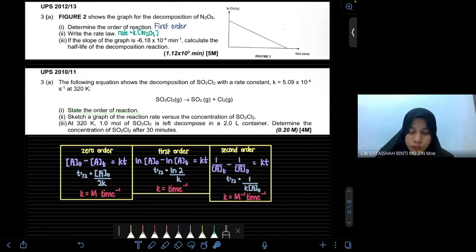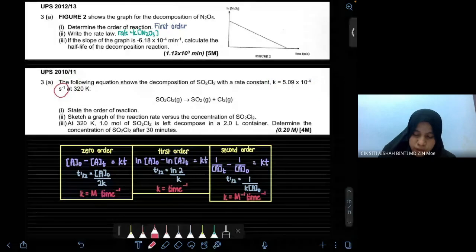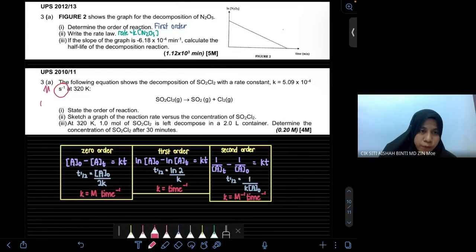Okay, so how do we know the order of the reaction? Based on our rate constant. So since it is per time here, ni kan kira per time kan, dia tak ada molar di hadapan ataupun per molar. Okay, so it means that this reaction is a first order. Okay, yang itu saja.